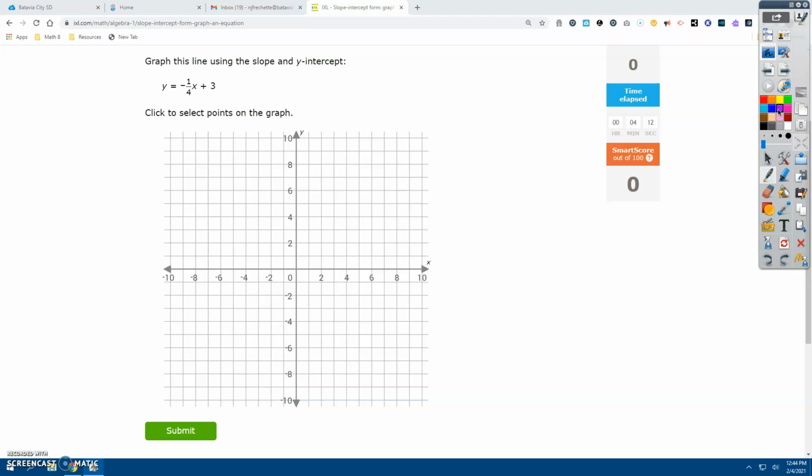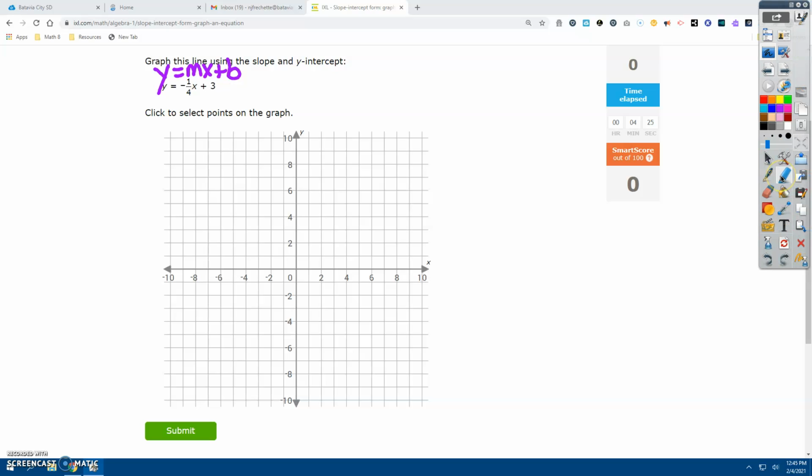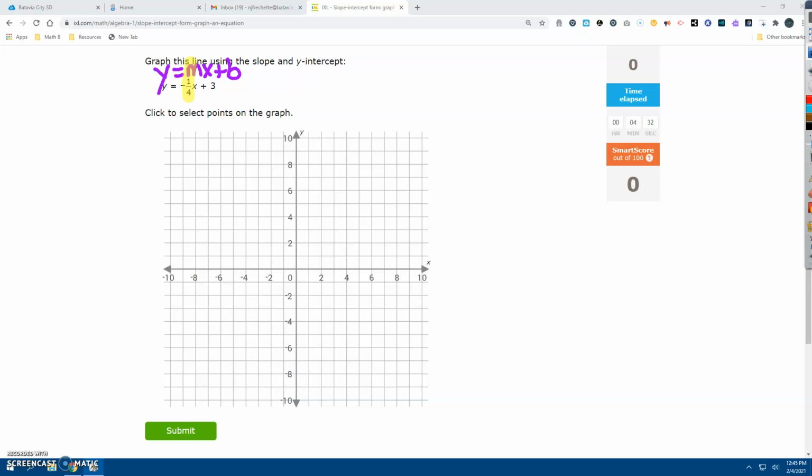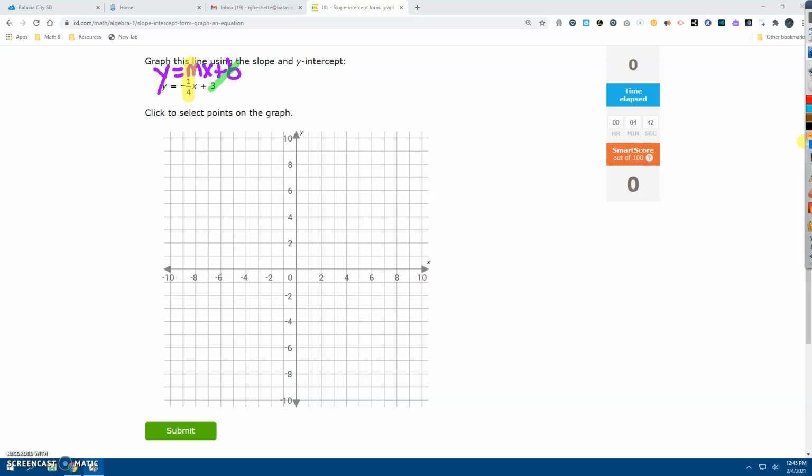Like Ms. McKeachik was saying, it's a very good habit to write your y equals mx plus b above the actual problem, because that way they line up, and we can see where they line up. So your slope, which is your m value, is negative 1/4. And then your y-intercept, which is your b value, which is right here, is 3.